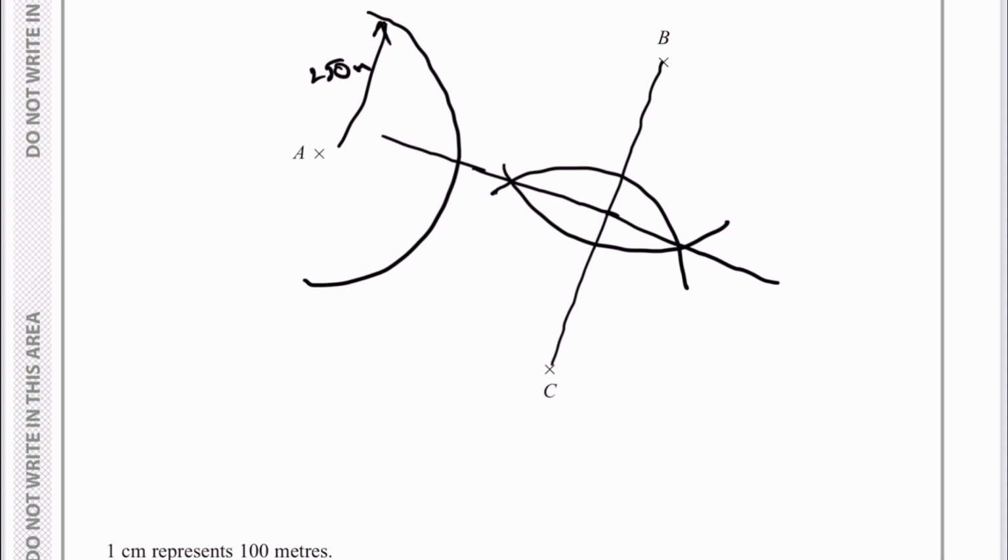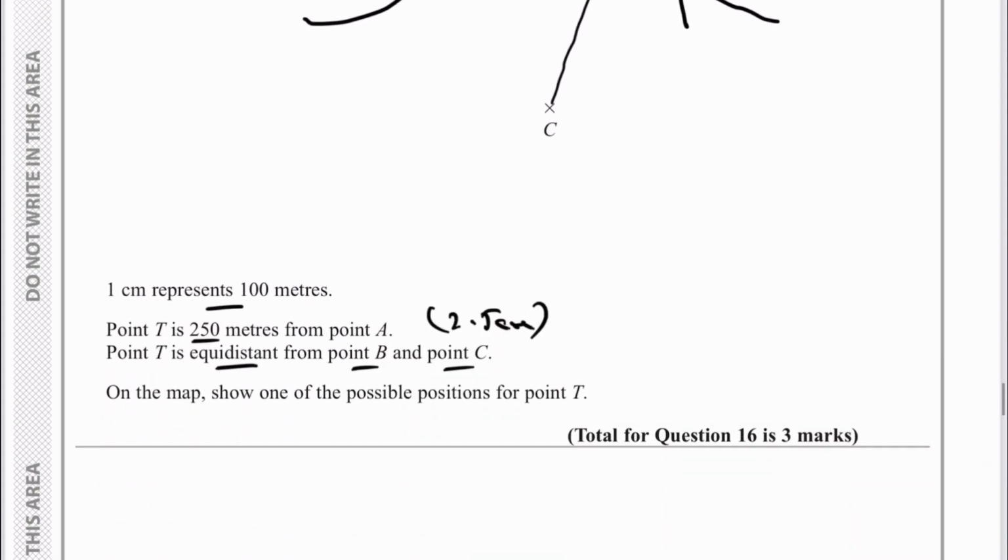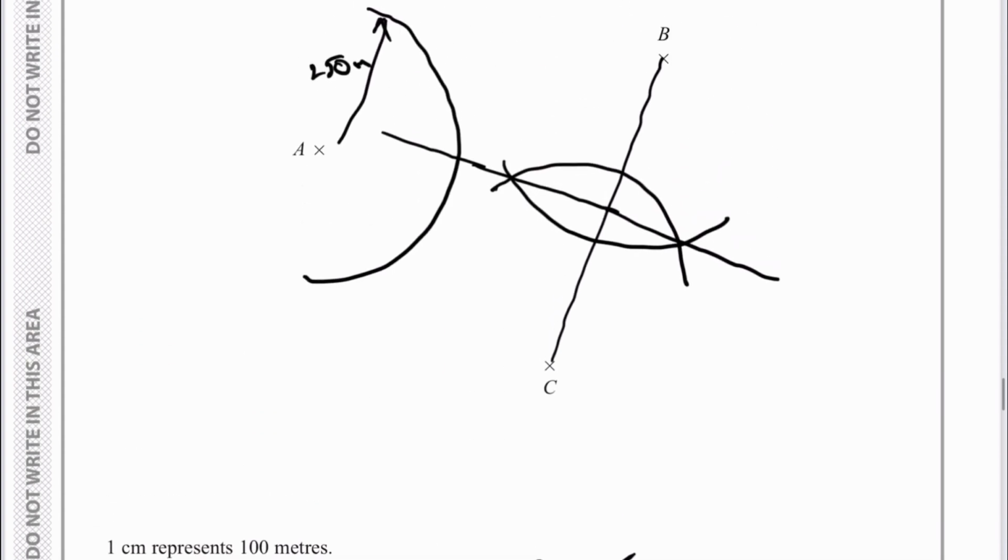Okay, so point T, which is what we're trying to get, has to be 250 metres from point A, so I can do that, and it has to be equidistant from point B and point C, and it says on the map show one of the possible positions. Well, I'm going to show that as being exactly at this point, which would be point T. Point T therefore is 250 metres away from point A and is equidistant between B and C.